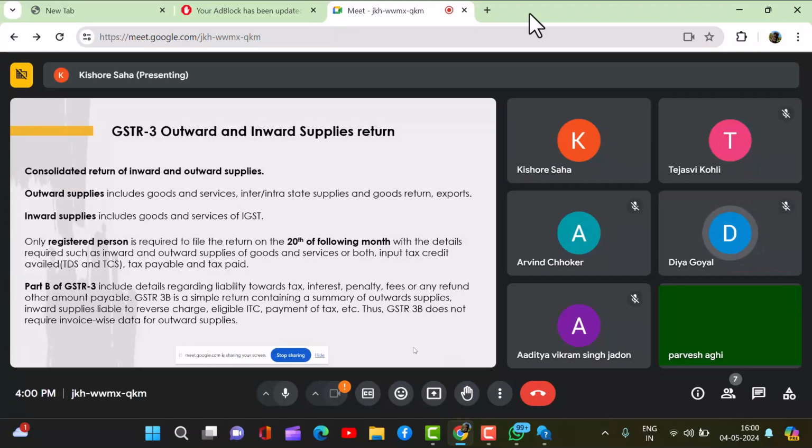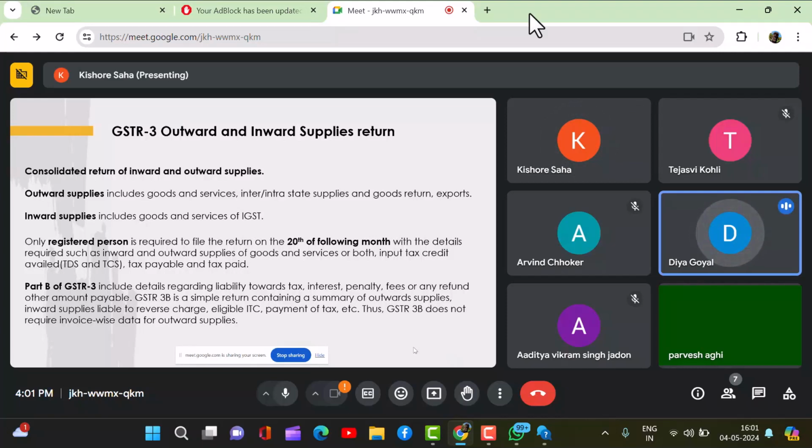So GSTR 3, outward and inward supplies return. GSTR 3 is a consolidated return of inward and outward supplies. Outward supplies include goods and services of inter- and intrastate supplies and goods returns and exports. Inward supplies include goods and services of IGST. To file GSTR 3, a registered person is required to file the return on the 20th of the following month with details such as inward and outward supplies, TDS (tax deducted at source), TCS (tax collected at source), tax payable and tax paid.